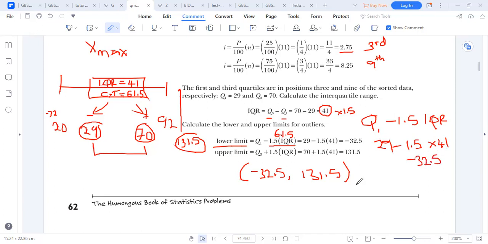Then you go to the upper limit, Q3 plus 1.5 IQR. The 1.5 is standard. So Q3 was 70. Put 70 plus 1.5 times the IQR, which is 41, sorry, you compute it. Then to give you your final answer is 131.5. Then you identify the figures that are out of range. Those are called outliers.